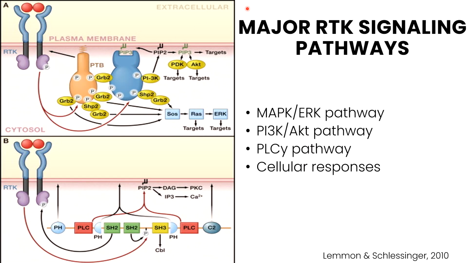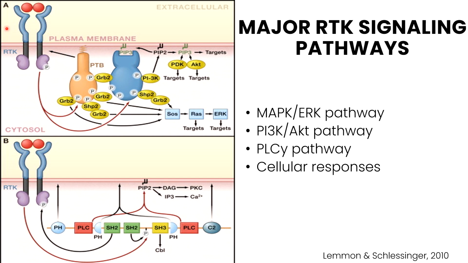Now that we have discussed how RTKs become activated, the next question to think about is what happens after activation? Once the intracellular tyrosine kinase domain is activated, it begins recruiting signaling proteins, which transmit information throughout the cell. Rather than activating a single pathway, one receptor can initiate several signaling pathways at the same time, allowing the cell to coordinate multiple biological responses.